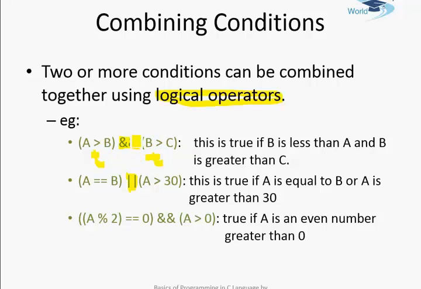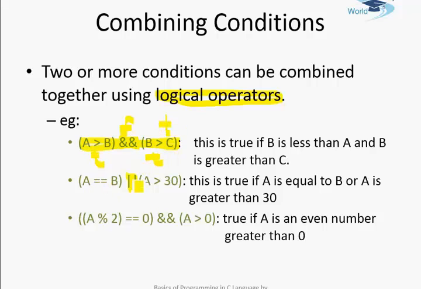It is denoted this way in C language. So this means that both the conditions should be true. That means A should be greater than B, and B should also be greater than C. Only then will the overall expression return true. Even if one of these conditions is false, suppose the value of A is greater than B, but B is not greater than C, then the whole expression will return false. But if both are true, then it will return true.